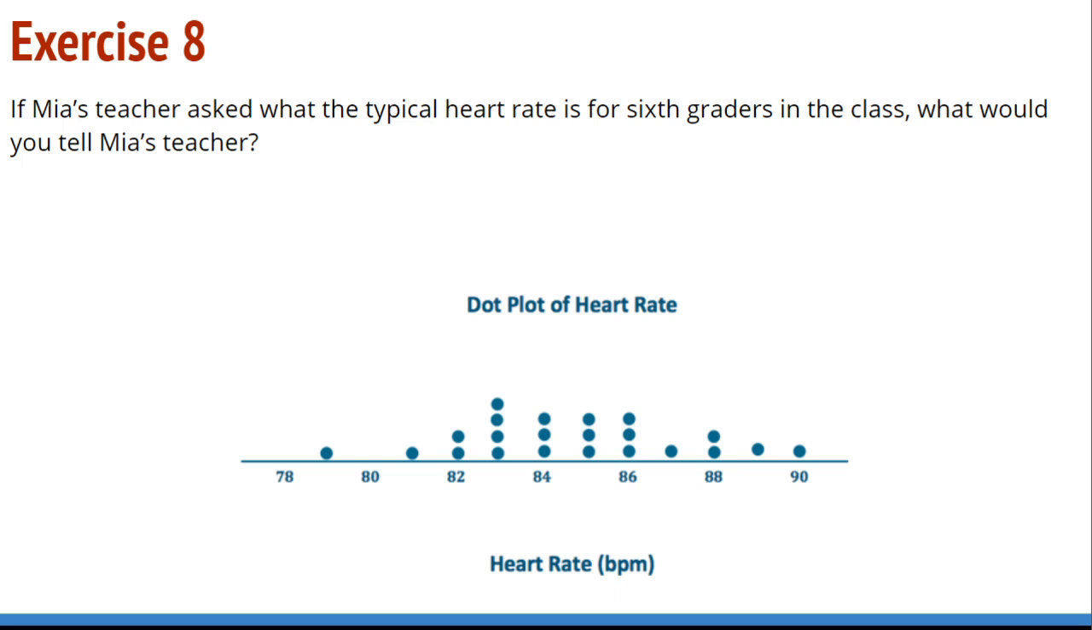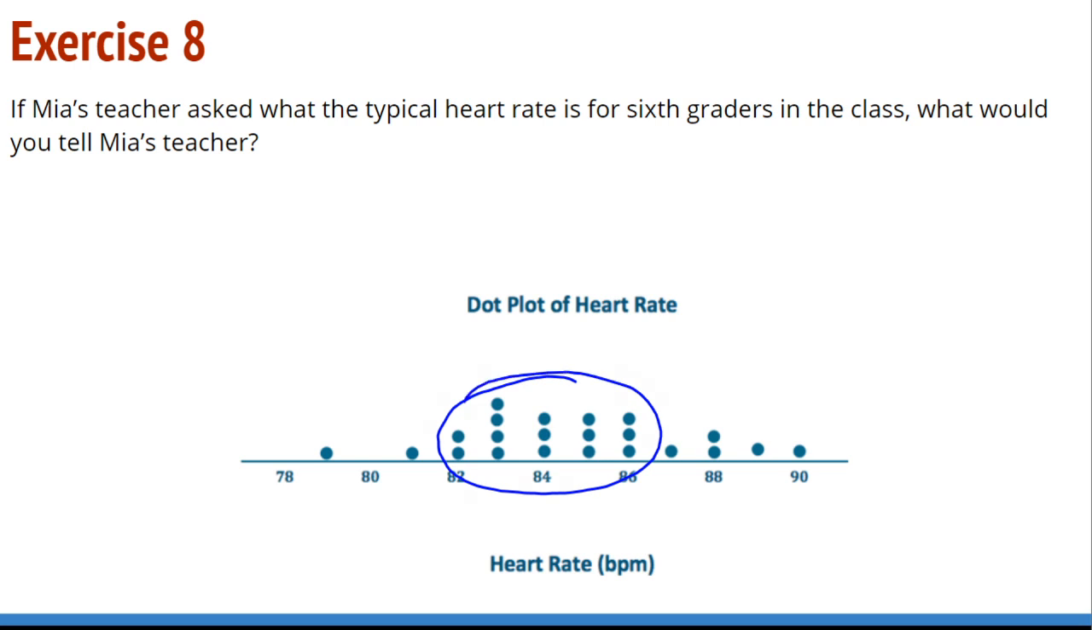So if Mia's teacher comes to you and says, what is the typical heart rate for 6th graders in the class? What would you tell the teacher? How would you describe what is typical or normal? And once again, it's not so much about having a correct answer right now as being able to say, I would say this because. And I would really lean towards probably just this middle section right here.